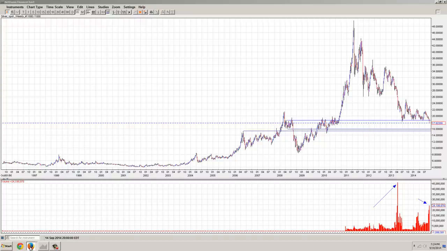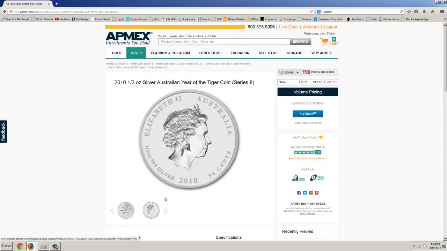There are so many reasons, I can't even cover them, but most of you know what those reasons are. Now, this is very important because this is the first time where I've actually seen the buy price come in and Atmex offer something that they sold to me and have a buy price that's high. So you can see here, this is the 2010 1/2 ounce Australian Year of the Tiger coin series 2.